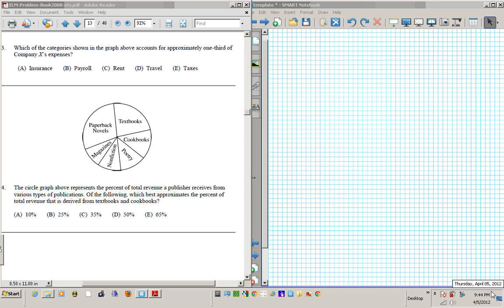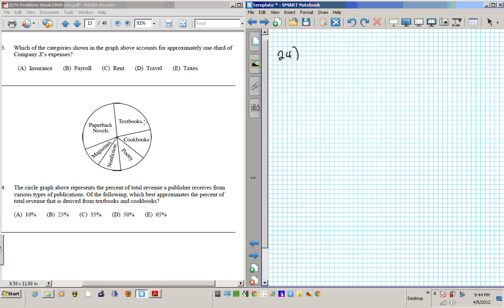So if we think about what we just drew, if we look at textbooks and cookbooks combined, this section right here is bigger than a quarter, right? And is less than a half. So something like a third. A third is about 33%, right? Because these two sections together look like a third.